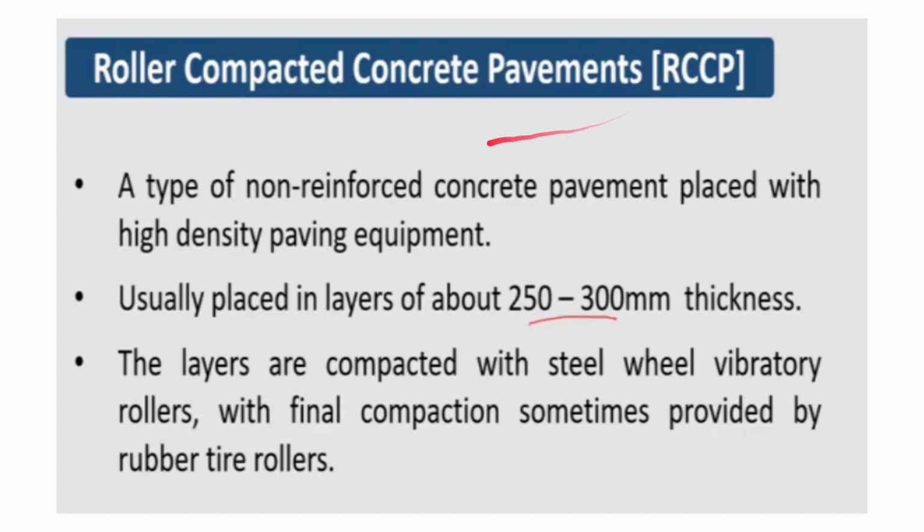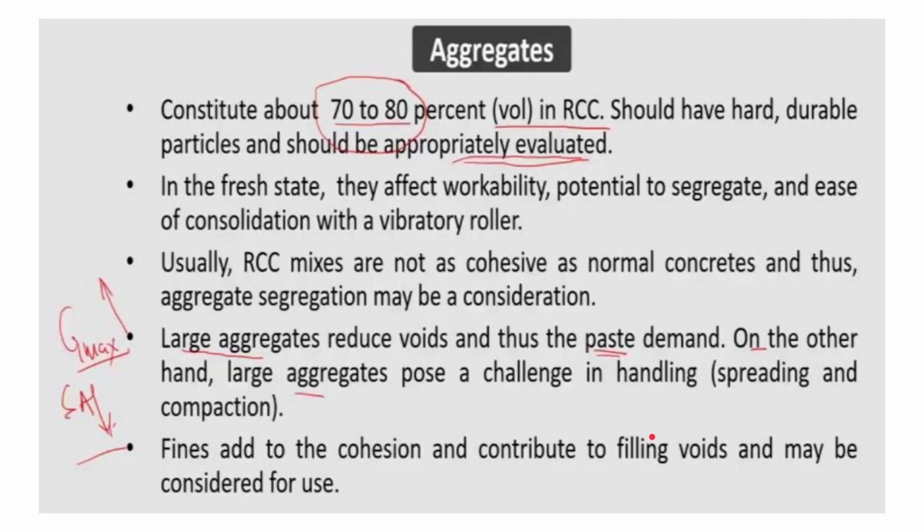Roller compacted concrete pavements, RCCP. As we discussed, this is a non-reinforced concrete pavement placed with high density paving equipment. It is usually placed in layers of about 250 to 300 mm thickness, or about 1 foot. The layers are compacted with steel wheel vibratory rollers, with final compaction sometimes provided by rubber tire rollers.